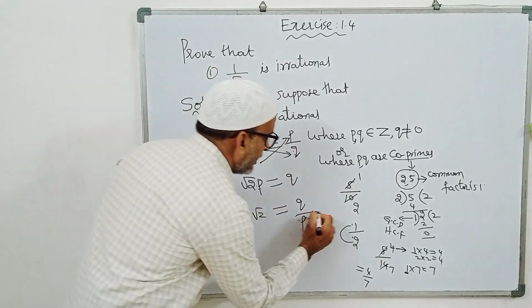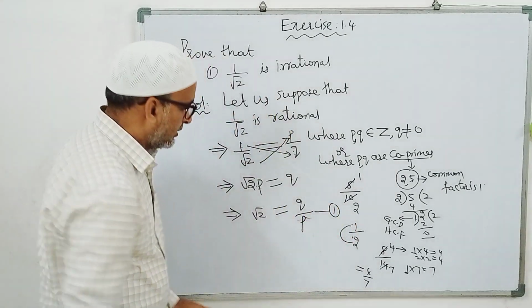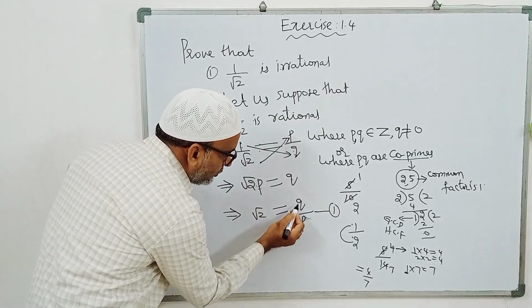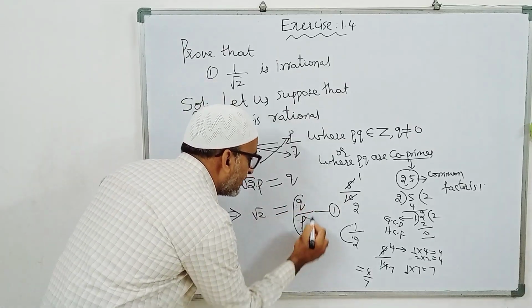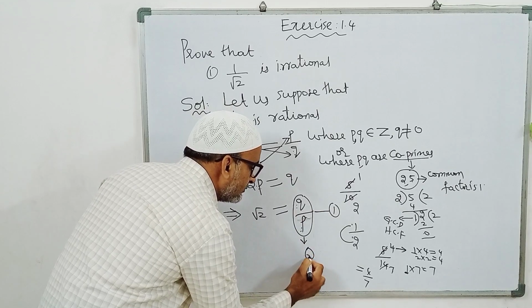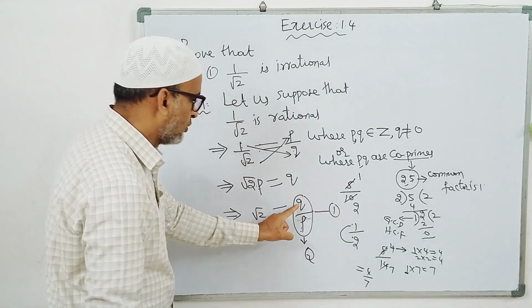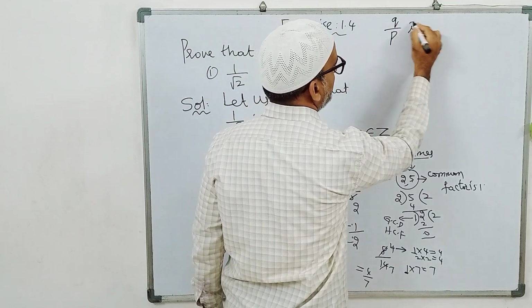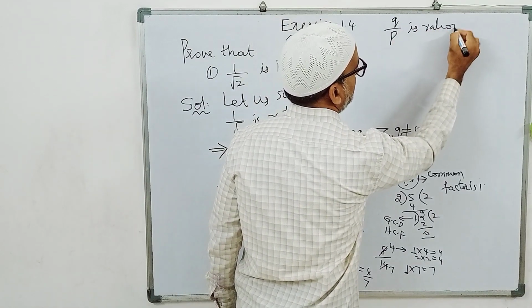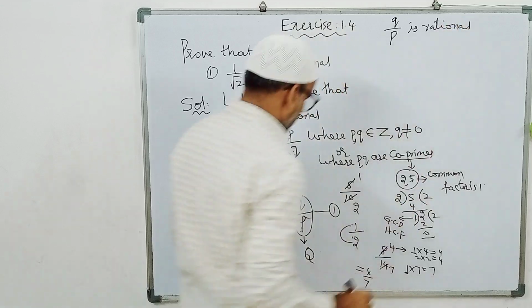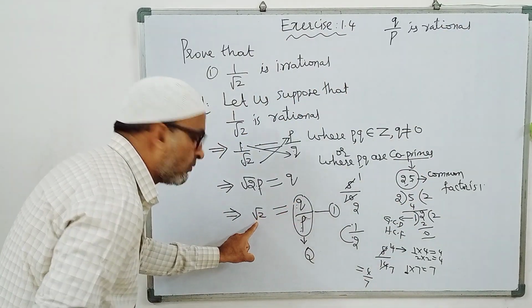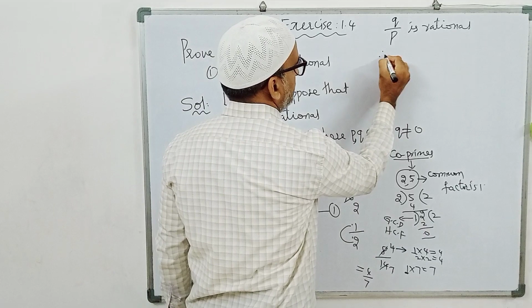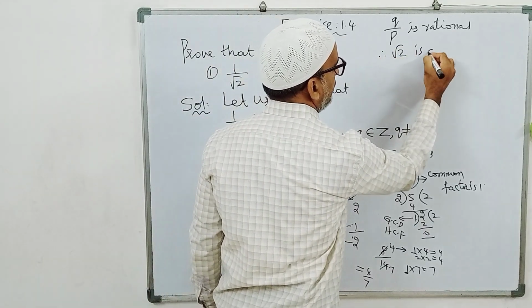Now you see, assume this as first. It is in the form of q by p, meaning this is what? A rational number. So q by p is rational. Q by p value is equal to how much? Root 2. Therefore root 2 is also rational.